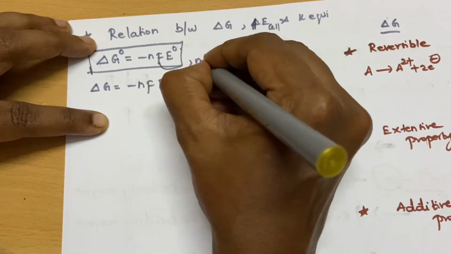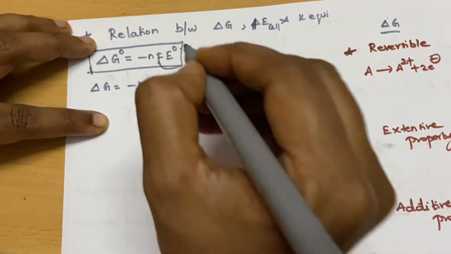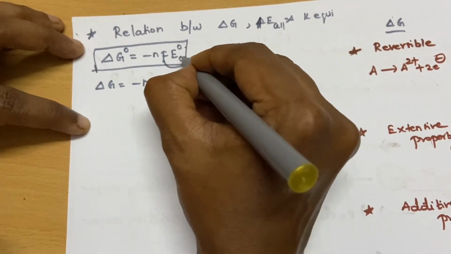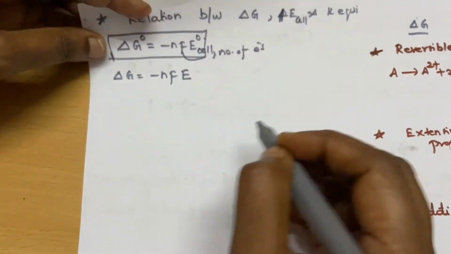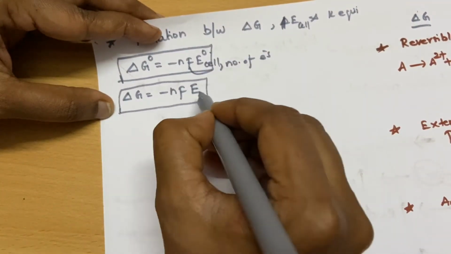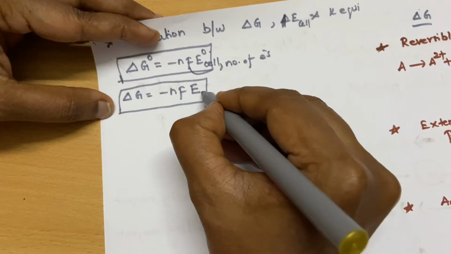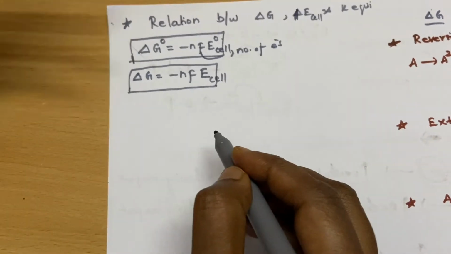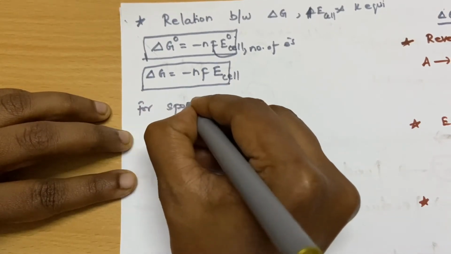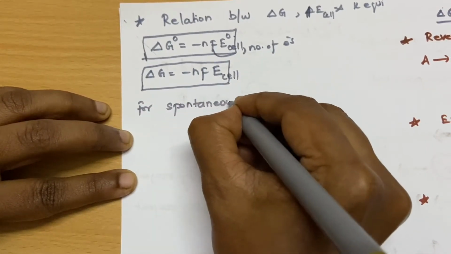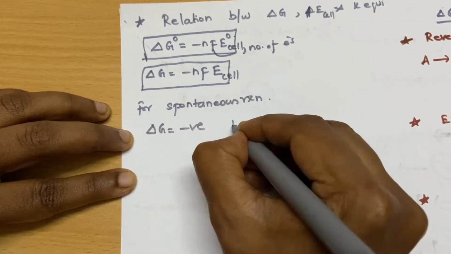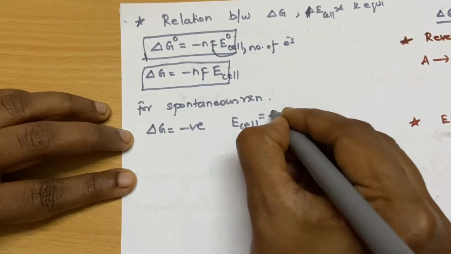F is the Faraday, and E naught is the standard electrode potential of the cell. If it is not in the standard condition, the change in Gibbs free energy is given by this formula, and this is the E cell. What you have to know is that for a spontaneous reaction, del G must be negative and the E cell must be positive.